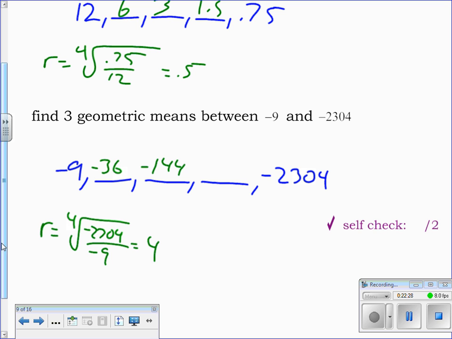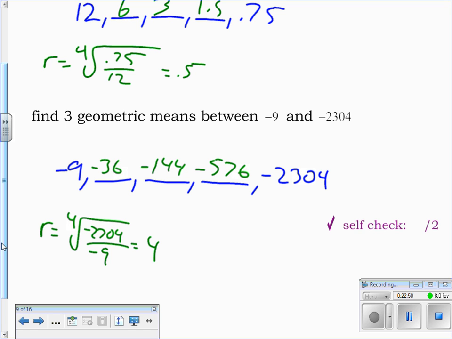Negative 144. And the next one is negative 576. Thank you. Now, I want to make a note. This is one possible correct answer. Technically, there are 2 correct answers for this.